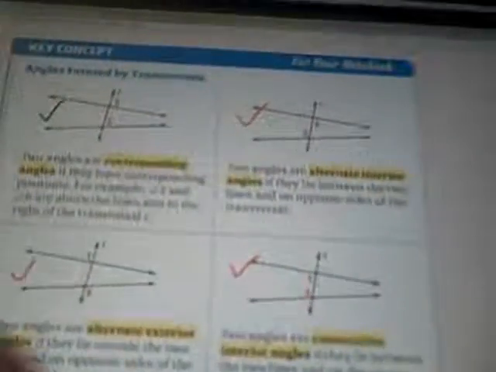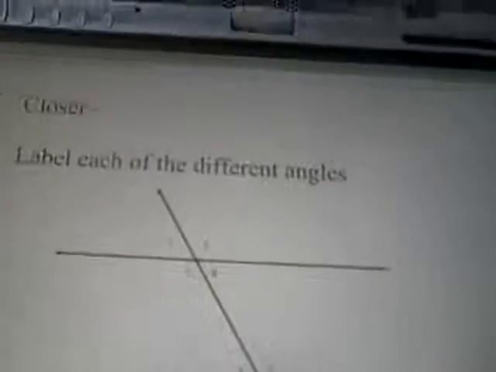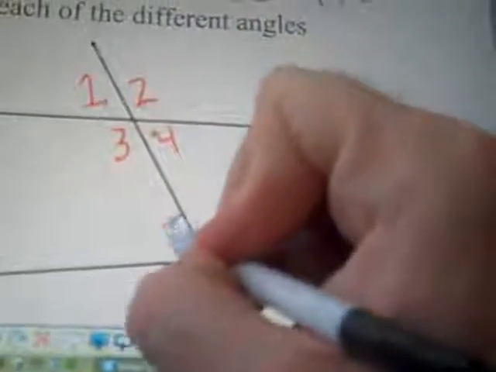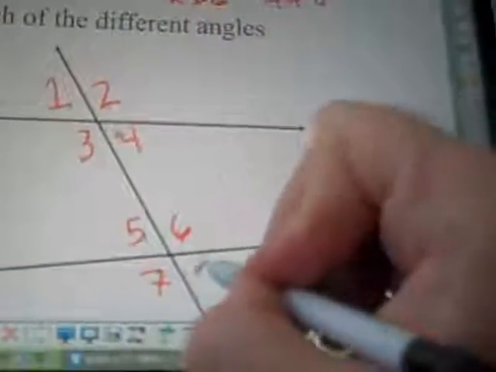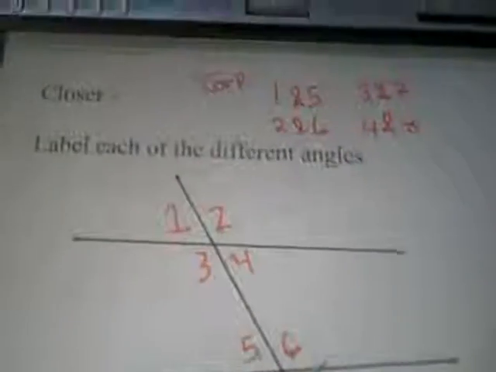Make sure you have this in your notes for me. Okay. All right, so label each one of the different angles. It's the exact same diagram we just had. So our corresponding angles will be 1 and 5, 2 and 6, 3 and 7, 4 and 8. In case you can't see, that's 1, 2, 3, 4, 5, 6, 7, and 8. Okay. Corresponding, I'll have 4 sets. Everything else only have 2 sets.